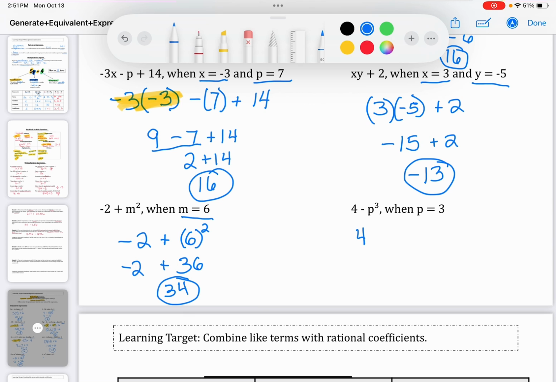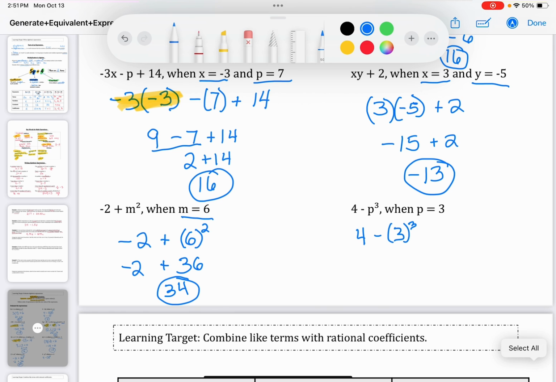So this next one, I have 4 minus p to the third power. So I am going to take out p and do what we did before, and I'm going to replace it with a 3. So that means I have 4 minus 3 to the third power. That 3 does not become negative when I put it in. So it's not going to be a negative 3 to the third power. Although in this case, it would still end up being the same thing. But it can get kind of tricky if you have even powers. So we have to be careful. That's why we put the number inside the parentheses that we're replacing, and then put the exponent at the top.